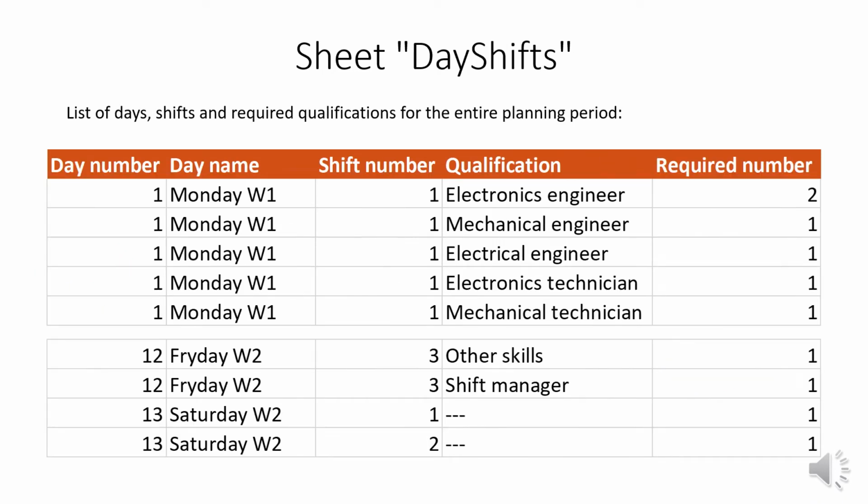Sheet day shifts, list of days, shifts, and required qualifications for the entire planning period. Day number is a unique day number. Each day must have the same number and name. It must be greater than 0. Shift number, the number of the work shift on the corresponding day. Qualification is the qualification of personnel required for a given work shift. See the qualifications worksheet. Required number, the required number of people with a given qualification. It must be greater than 0.